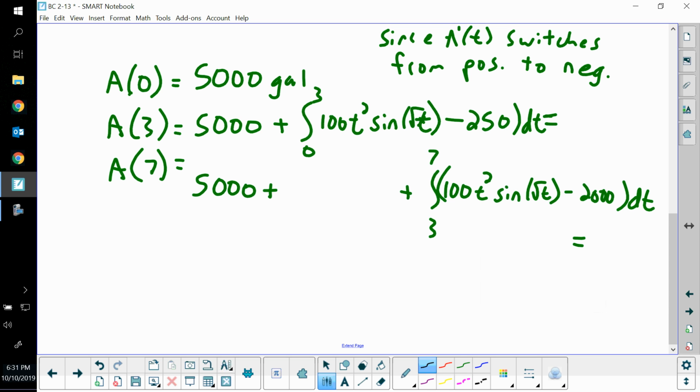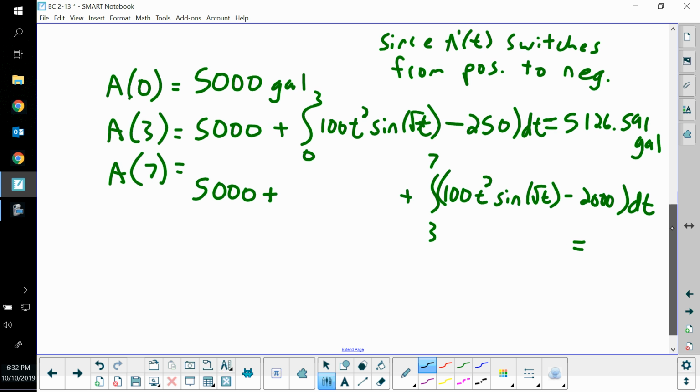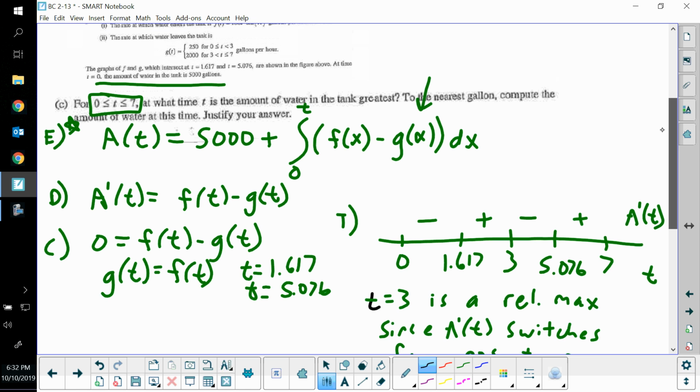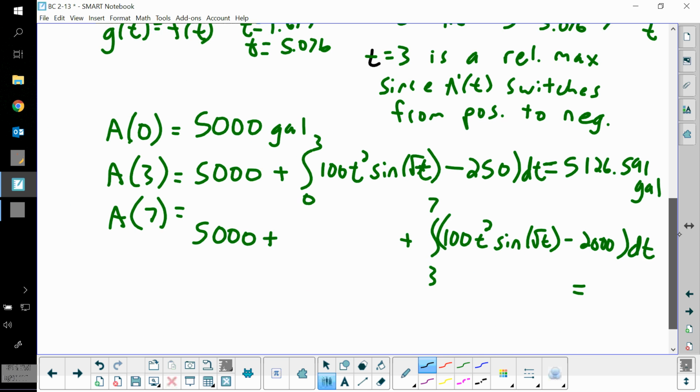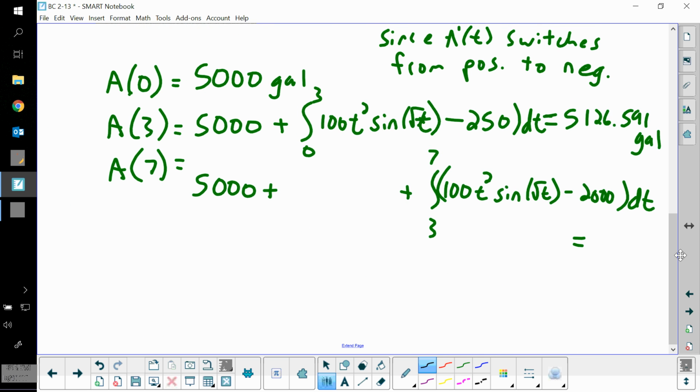Okay, for A of 3, we should have gotten 5,126.591 gallons to our 3 decimal place rounding. They told us the nearest gallon, so we'll round that in a second. When we put it into the A of 7, we would want to keep it out a little ways anyway. So if we sub this in now, we should have gotten 4,513.807 gallons.